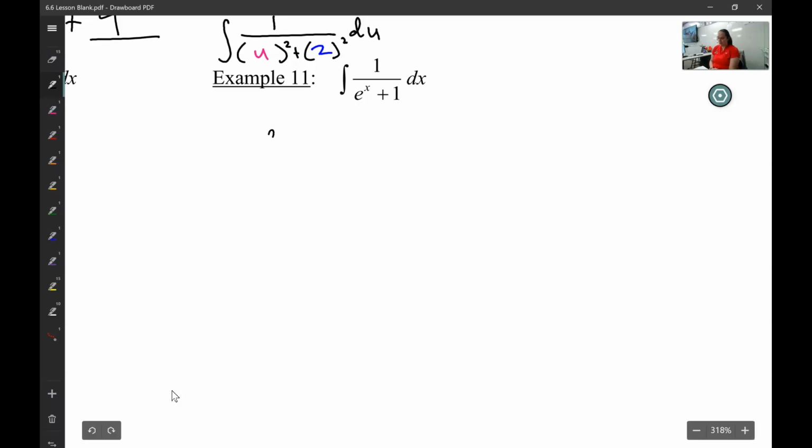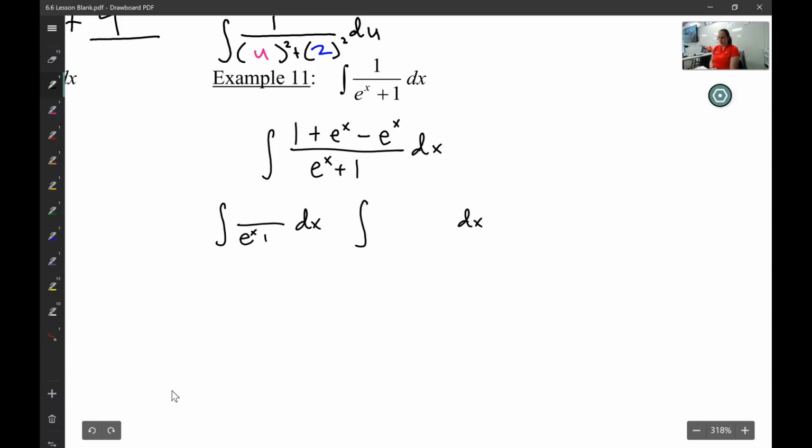So I'm going to do something very tricky. Up in the numerator, I'm going to add e to the x and subtract e to the x. Then I'm going to separate this into 2 integrals, both over e to the x plus 1. The first integral is going to include my first 2 terms. The last integral is going to be this one, and I'll subtract them because there's that negative in front. Now if you look at this, 1 plus e to the x over e to the x plus 1, that's just 1.